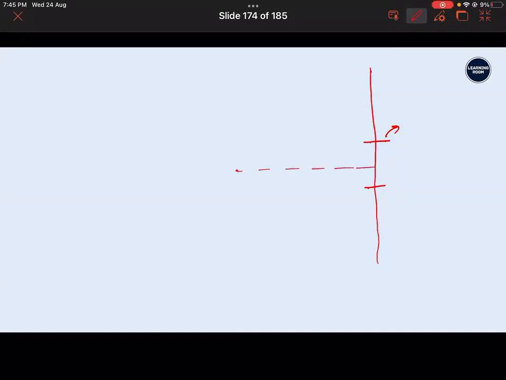So if I take it like this, if I take this angle to be theta and this angle to be theta, how much will the value of theta be here? It will be lambda by a. Here also it will be lambda by a. Accepted? Yeah.